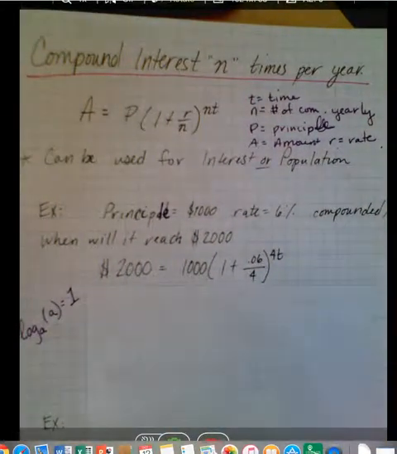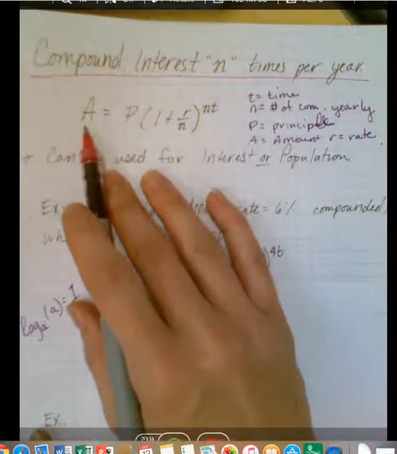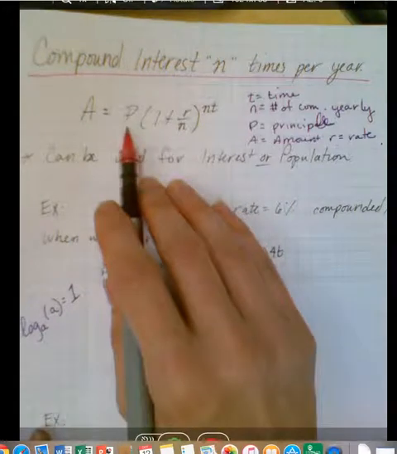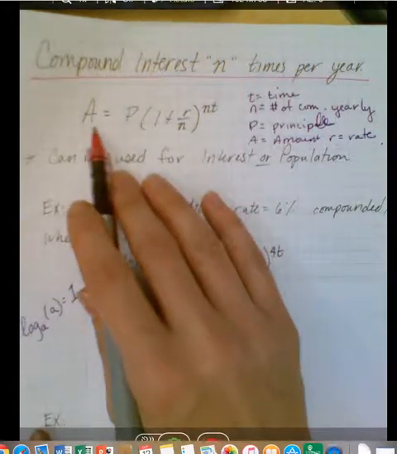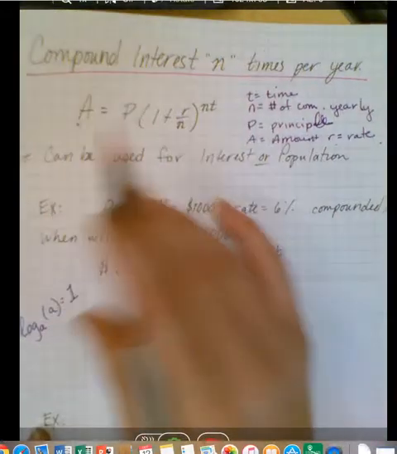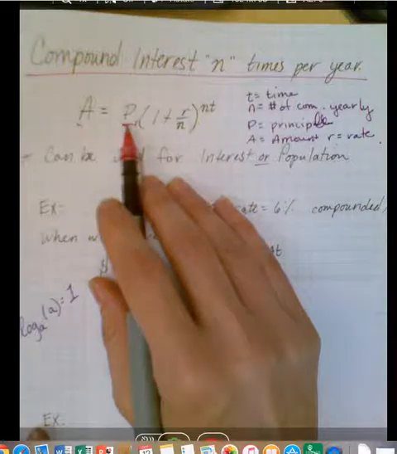So compound interest and times per year. Let's say I'm looking to figure out how much money I'm going to have in my bank account. That's what this A represents, the amount I'm looking for after a certain amount of years or time. P represents principal. Principal is my initial investment.